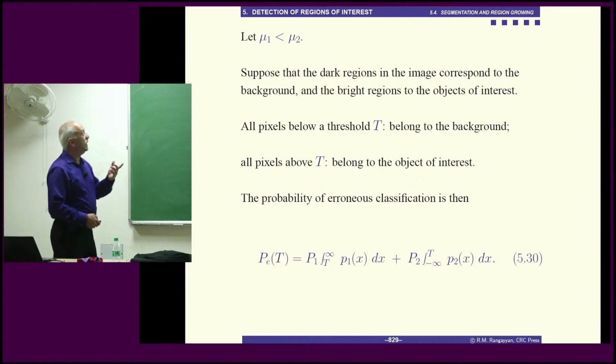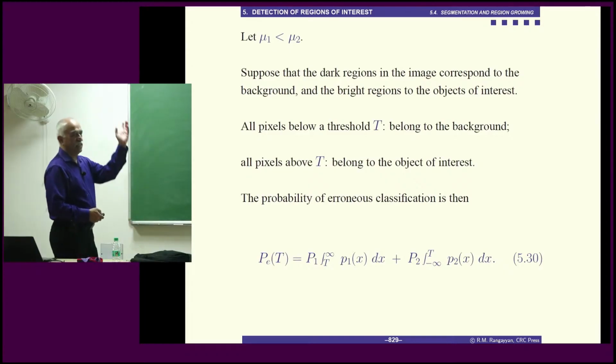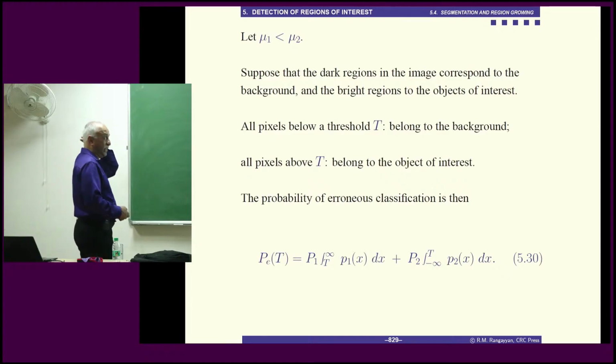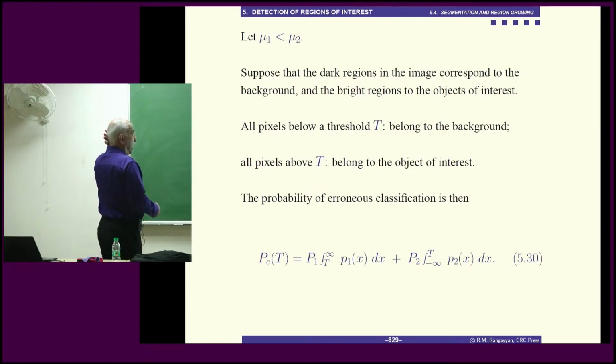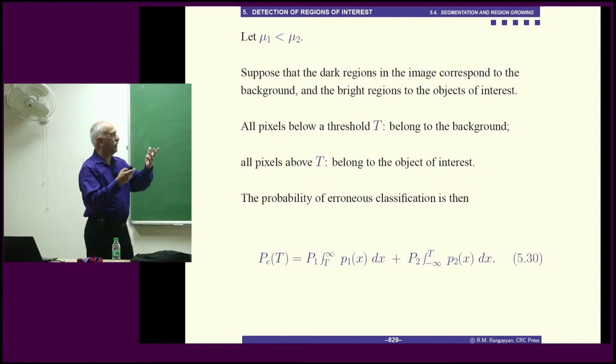And let mu1 be less than mu2. Suppose that dark regions correspond to background, bright regions to objects of interest, the opposite of what we saw in the case of the collagen fiber cross-section. All pixels below a threshold T belong to the background, above T belong to the object of interest. Could be the other way around, it doesn't matter.